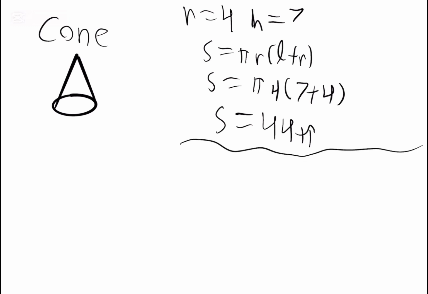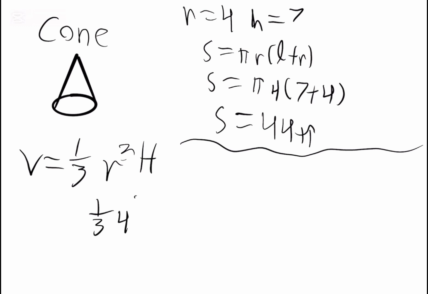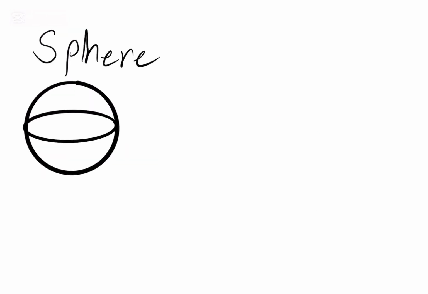Now for volume. The volume of a cone would be 1/3 pi radius squared height. So using this formula, we would do 1/3 pi 4 squared 7. And this would equal 37.33 pi.